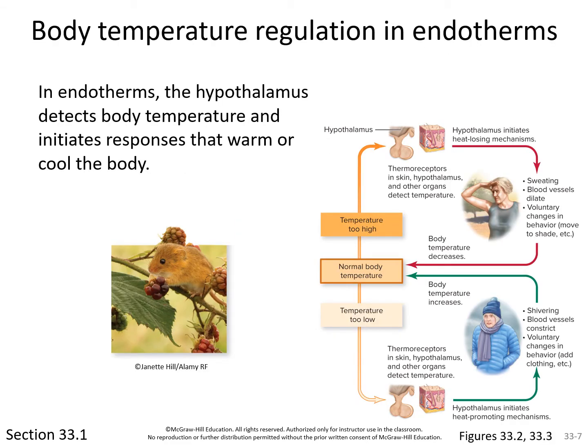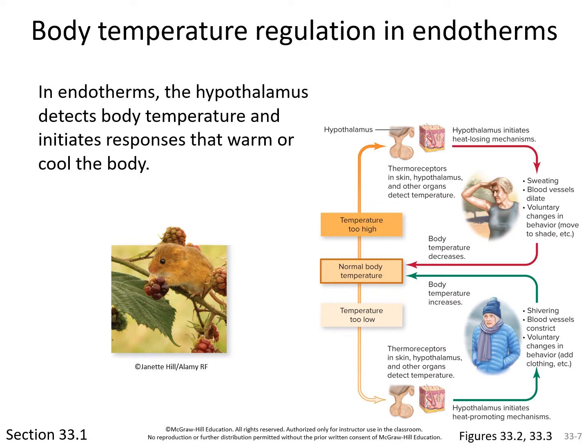So in endotherms, including us, the hypothalamus will detect body temperatures, and this will start up responses that will either warm or cool the body. So let's say that your temperature is too high. Your hypothalamus will detect that it's too high because it gets signals from thermoreceptors in the skin and in other organs that detect temperature. And so basically, at that point, you need to lose heat. So you'll do a number of things. You'll sweat. Blood vessels will dilate. This is why you turn red when you get hot. And also voluntary changes in behavior. So move to shade, get off the treadmill, grab some ice water. So there are a lot of different things that you can do to cool down body temperature.